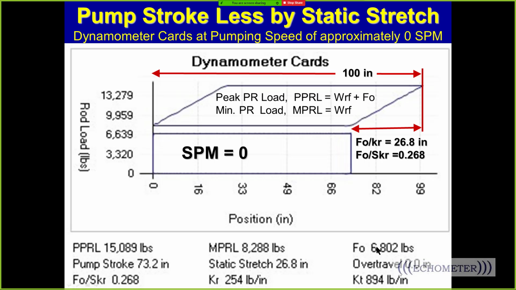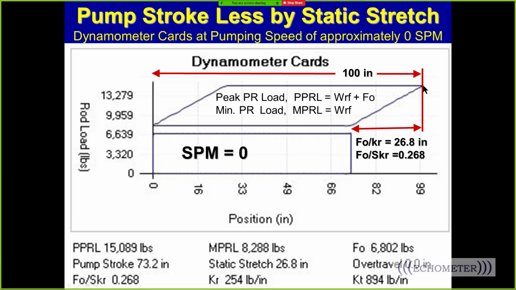So here is the surface card and pump card going at 0 strokes per minute. Now, you can't go at 0 strokes per minute, but if you could, this would be the surface card and pump card. So the slope here is the rod stretch, spring constant, and here we're carrying the weight of rods and fluid plus the fluid load.